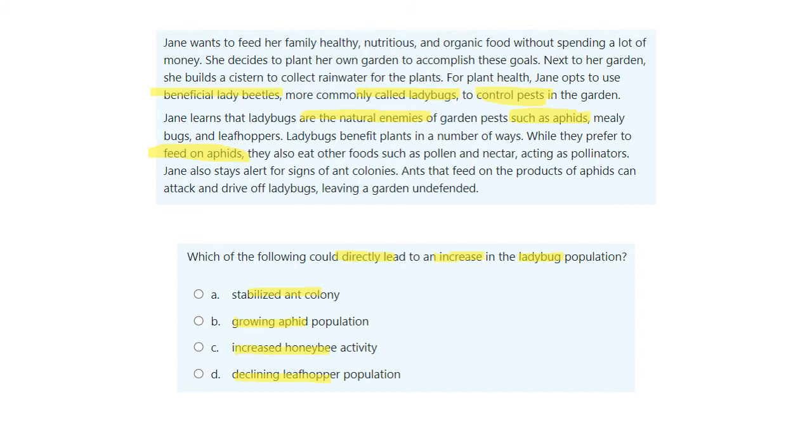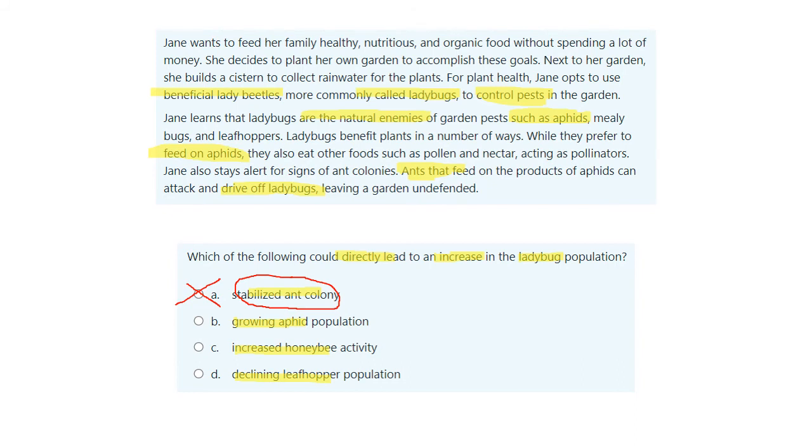And Jane will also be alert for signs of an ant colony. Ants that feed on the products of aphids can attack and drive off the ladybugs. So ants can drive away the ladybugs. So if there is a stabilized ant colony, they will drive away the ladybugs. That would decrease, not increase.